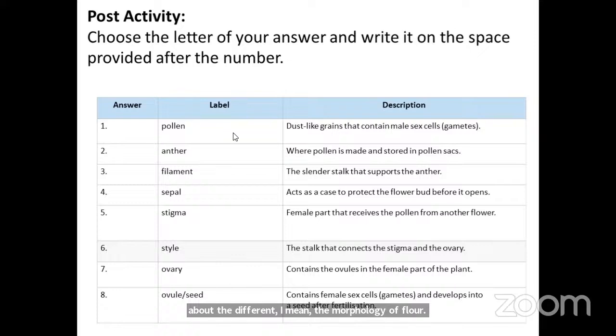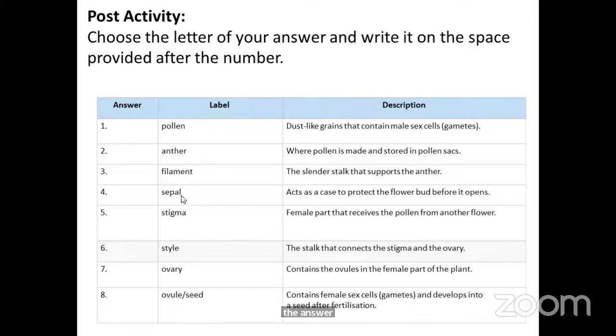Let us do number 1. For pollen, the description given is the opposite description. Pollen is dust-like grains that contain the male sex cells. The anther is where the pollen is made and stored in pollen sacs. The filament is the slender stalk that supports the anther.